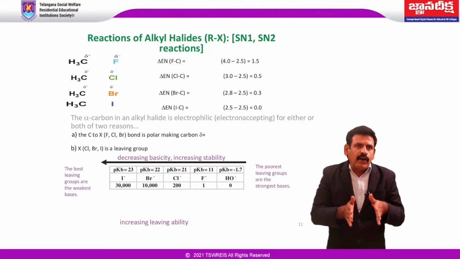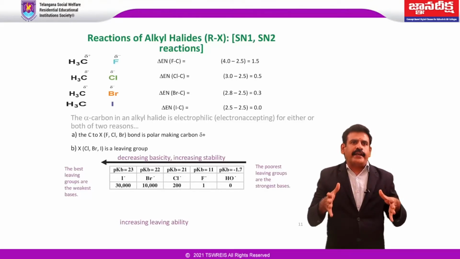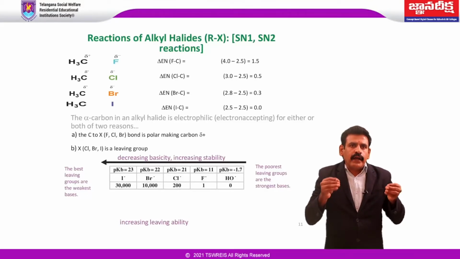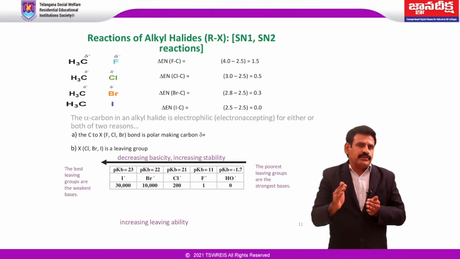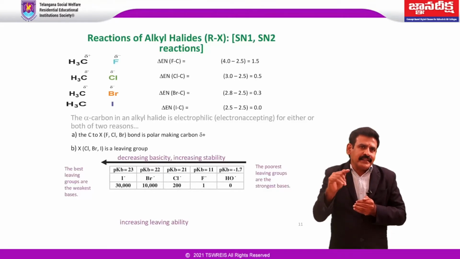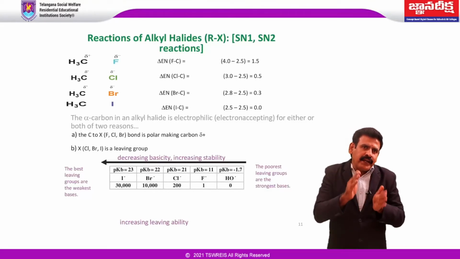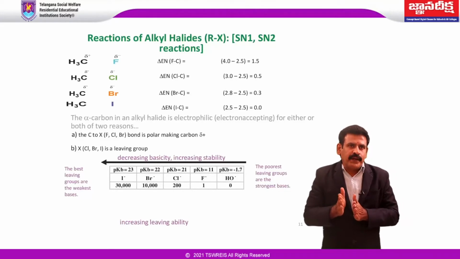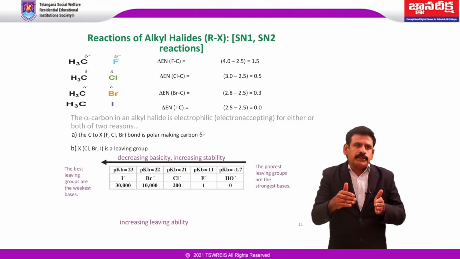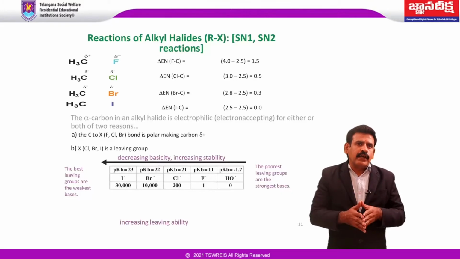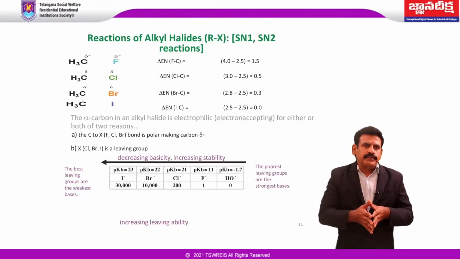So the carbon in an alkyl halide is electrophilic. The halogen, which may be fluorine, chlorine or bromine, makes the bond polar. The carbon gets a partial positive charge, and second, the halogen, which is the leaving group, gets a partial negative charge. That is the halogen: chlorine, bromine and iodine.